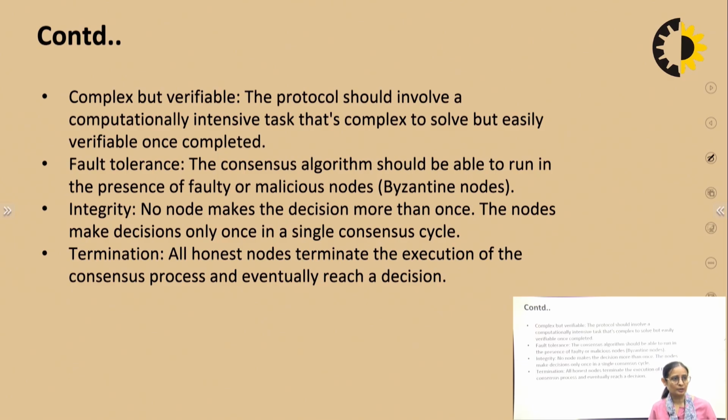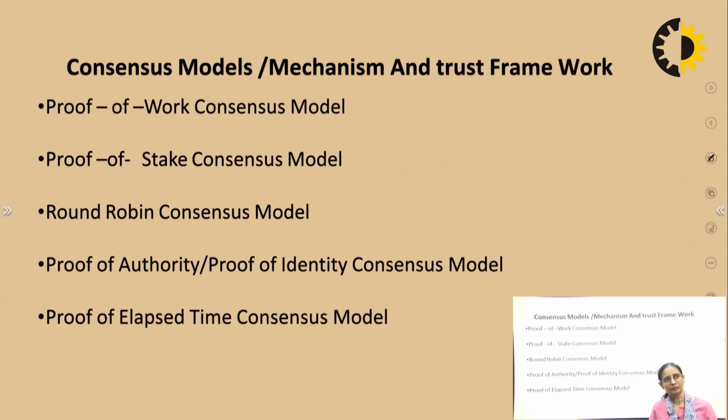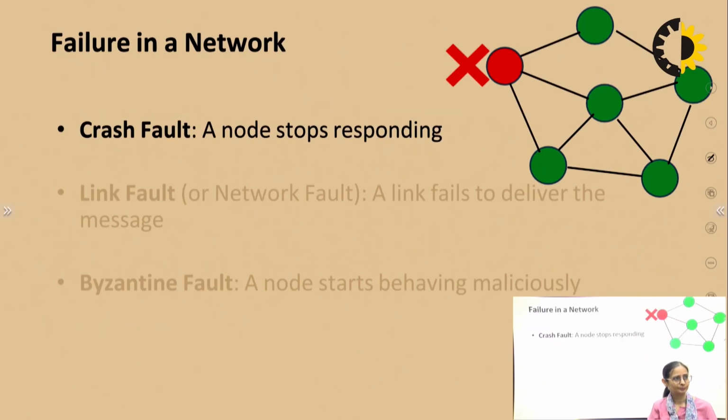Termination, all honest nodes terminate the execution of the consensus process and eventually reach a decision. That is, no infinite looping. That is, I want to make a decision, but I am stuck in an infinite loop. These are certain models or algorithms which have been provided for the permissionless environment. We have proof of work, proof of stake, round robin, proof of authority, proof of elapsed time consensus models. Today our main focus is on proof of work.